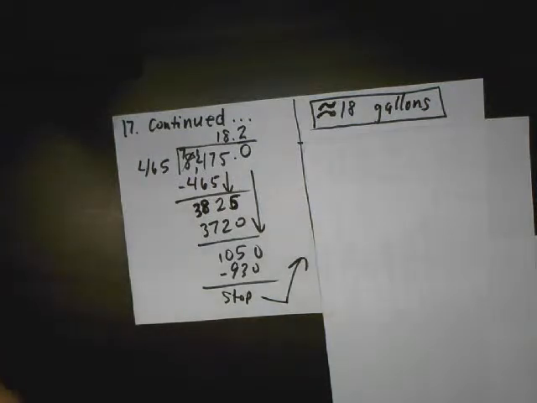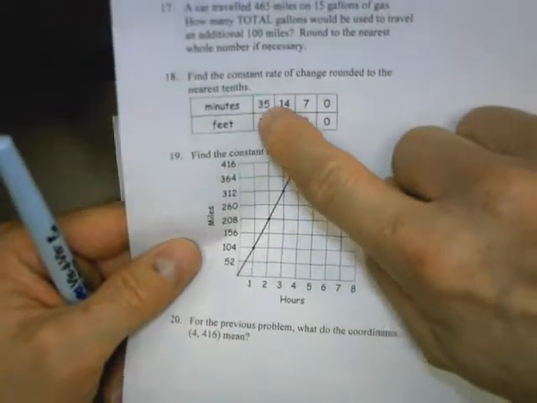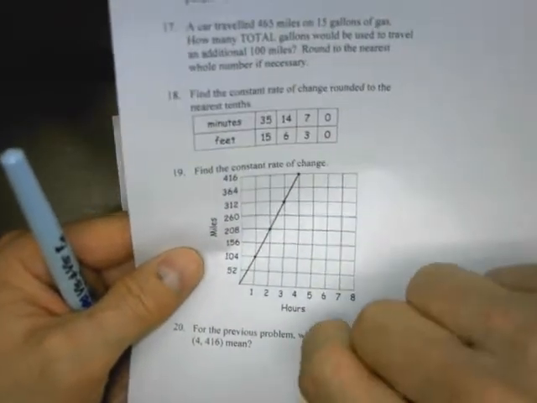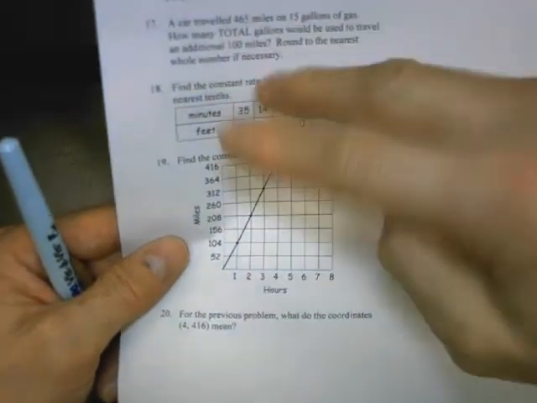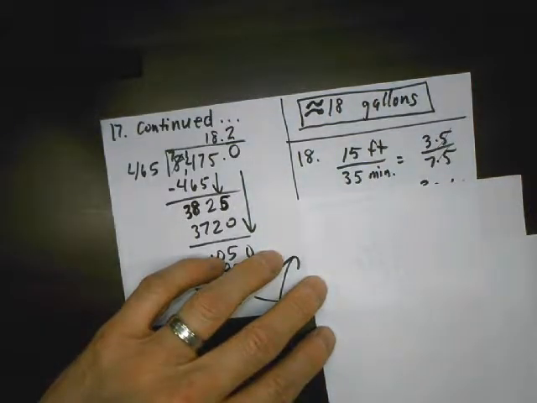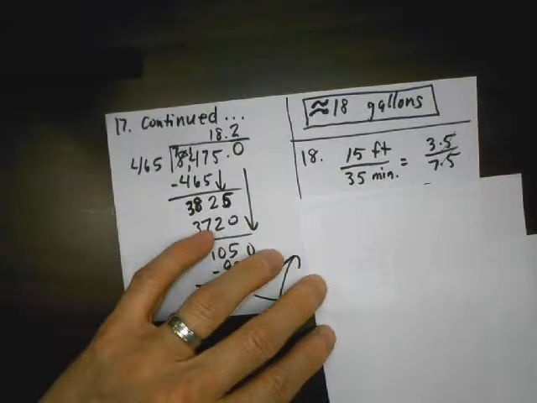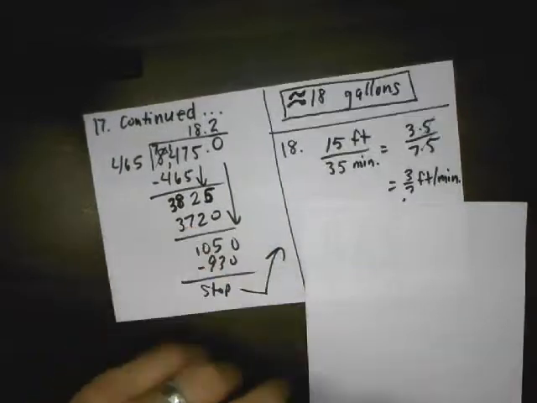Problem 18 said find the constant rate of change. If they say constant rate of change, that means every y over x will be the same. Okay? So for rate of change, remember, time goes on the bottom, so kind of got to flip it, just like we do for graphs. I would just take one of the points, put feet over time. Time goes on the bottom. Factor choose, cross out my 1, 3/7 feet per minute.